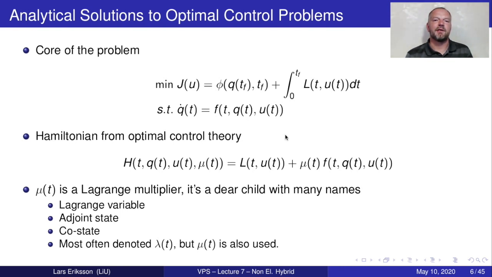With this information, we create a Hamiltonian from optimal control theory that puts the time continuous parts into one function called the Hamiltonian. So we put together the cost in the integral and we add mu times our differential equation. And this mu then is a Lagrangian multiplier, and it's a dear child with many names. For example, it's called the Lagrange variable, the adjoint state, the co-state. Most often it's denoted lambda in the text, but mu is also used.